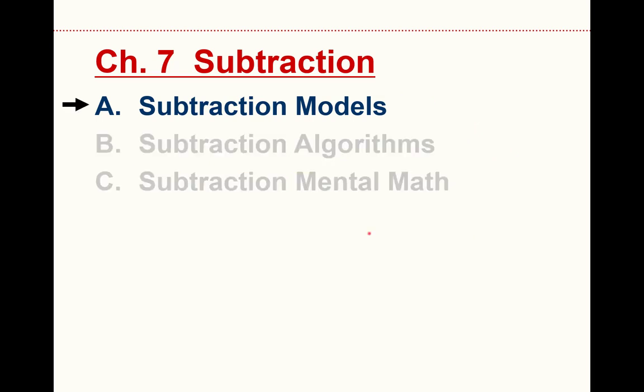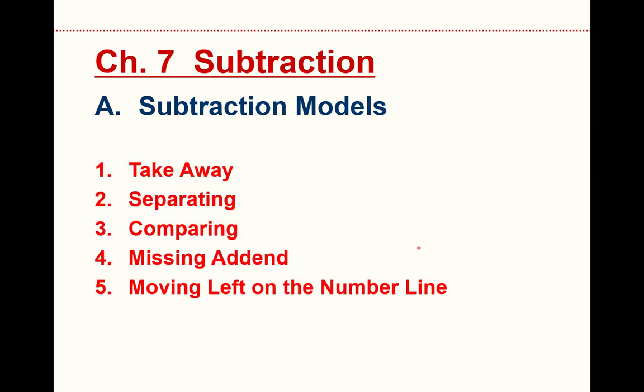So remember, a model is like a mental picture. It's a construct. It's a context that we use to make sense of an operation. So what are the different ways that we make sense of subtraction? How do we think about it? There are 5 ways I'm going to talk about: takeaway, separating, comparing, the missing addend, and moving left on the number line. These are all useful situations in which subtraction is the correct operation.